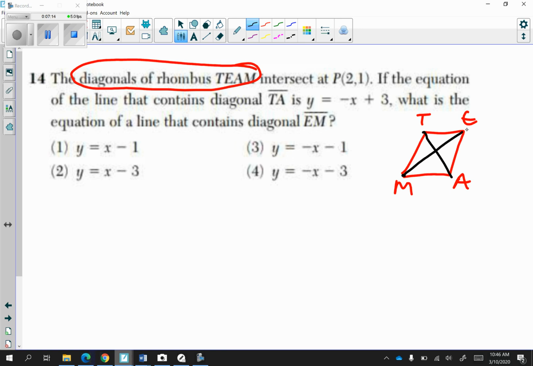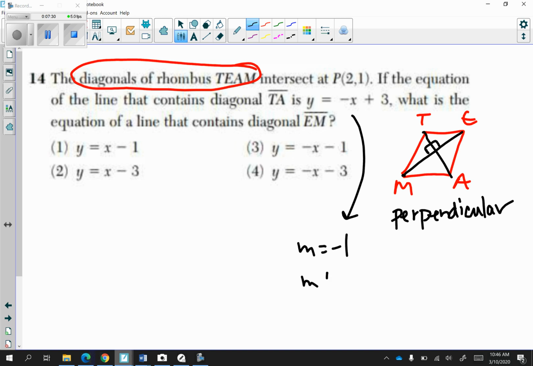It's important to note that diagonals are perpendicular to each other. So if they're perpendicular, that means once you find the slope, you flip and negate the slope. So if my slope of this equation is negative 1, then my perpendicular slope has to be 1. So use a process of elimination and get rid of choices 3 and 4. Now, because it also told us that it has to intersect at point P 2, 1, I would put both of these equations into my calculator and see which one has 2, 1 in the table, and that would be choice 1.